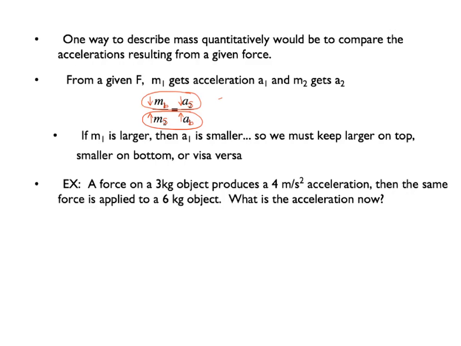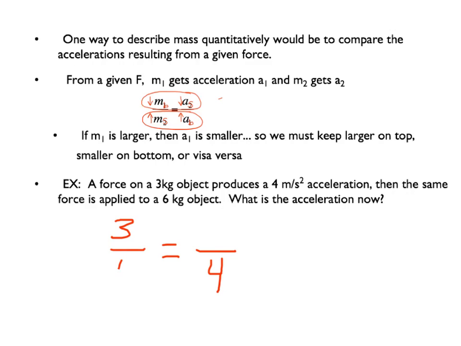Let's say that you have a force that's on a 3 kilogram object producing a 4 meter per second squared acceleration, and the same force is now applied to an object that is twice as big. What kind of acceleration is going to result? If we look at this as a set of ratios that can be set equal to each other, then we can take the first mass of 3 kilograms and its acceleration of 4 meters per second squared and set them up on opposite sides of the ratio.